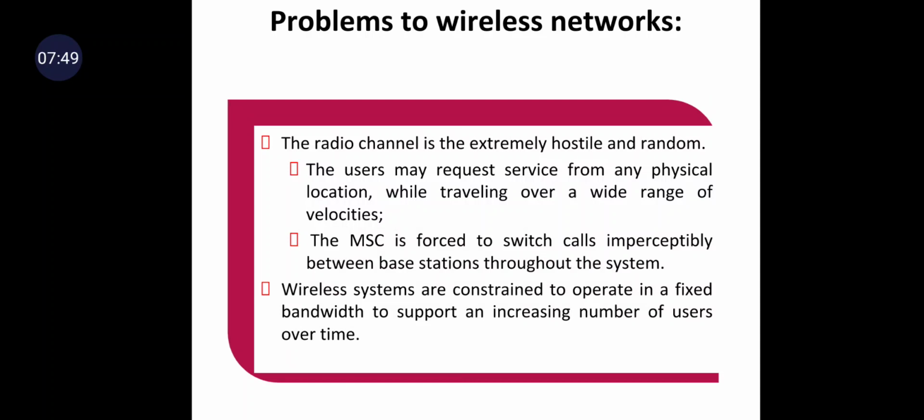So let's see the problems of wireless networks. The radio channel is extremely hostile and random in nature. The users may request service from any physical location while traveling over a wide range of velocities. So the mobile switching center is forced to switch calls between base stations throughout the system. This process is called handoff or handover. Wireless systems are constrained to operate in a fixed bandwidth to support an increasing number of users over time.